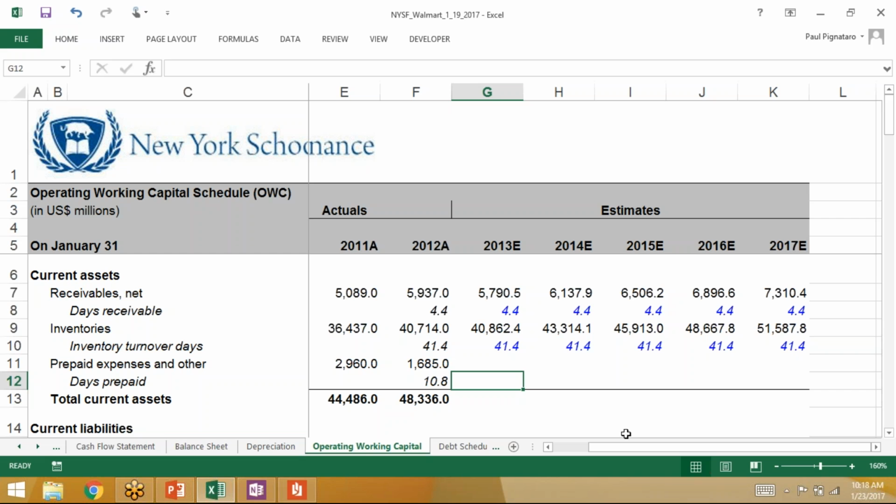Excuse me, you link 41.4 each. I hard-coded. It doesn't make a difference, really. I mean, it's going to change the numbers a little bit, but yeah, just hard-code it, just so we got the same numbers.